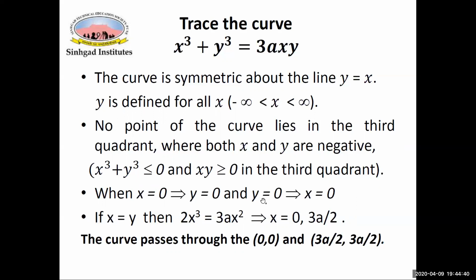Since it passes through origin, it will have a tangent at origin. To find the point of intersection with the line of symmetry, substitute y equal to x. If you put y equal to x, you will have 2x cube is equal to 3ax square. Simplify it, you'll get x equal to 0 and x equal to 3a by 2. So what are the points of intersection on the axis of symmetry? 0, 0 and 3a by 2, 3a by 2.